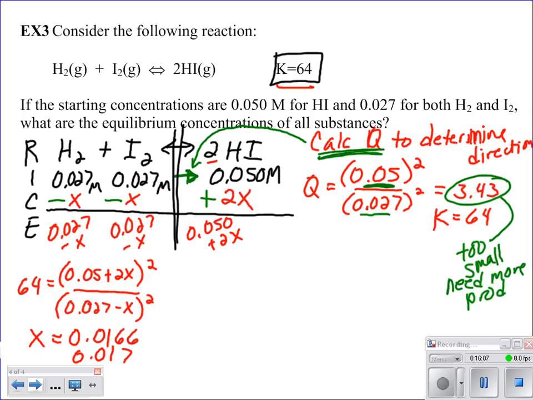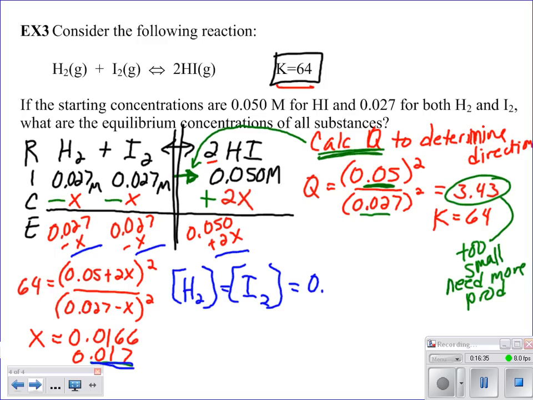And from there, what you can do is take that value and plug it in to your equilibrium values. So we end up getting for H2 and HI, no, I'm sorry, I2, for those two concentrations, they end up being the same, which is going to be 0.027 minus 0.017, so you end up getting 0.01 molar for each of those.